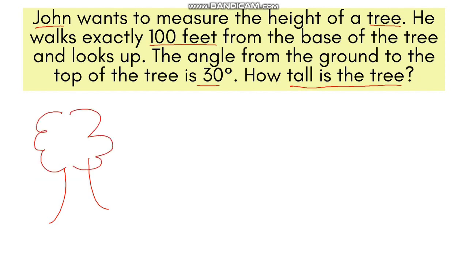So let's say this is the tree, and then let's also draw John. You can just draw a stick figure if you want. It doesn't have to be so fancy. Now, let's label the things that we know. First, he walks exactly 100 feet from the base. So we know that the distance of the tree to John is 100 feet. So this is 100 feet.